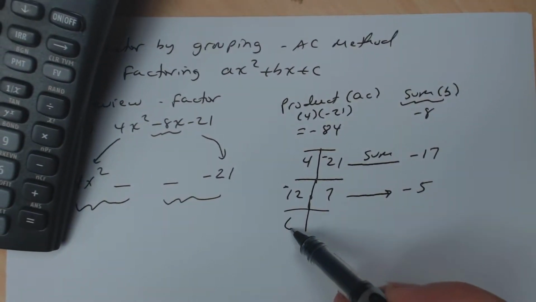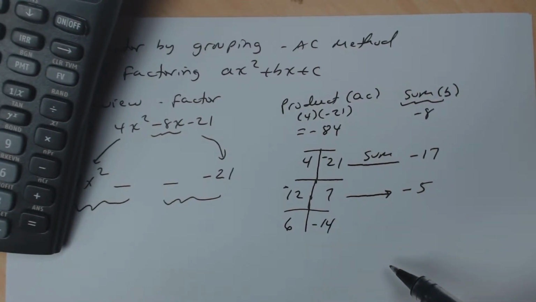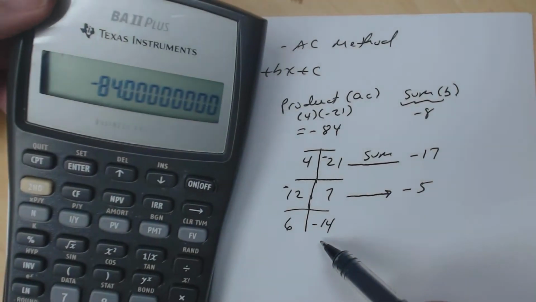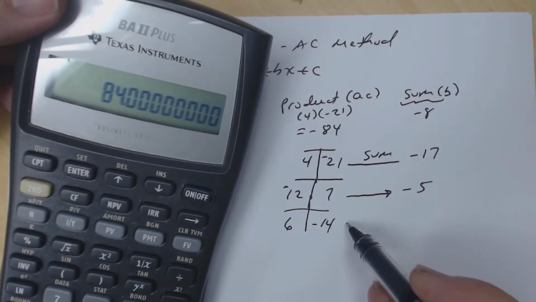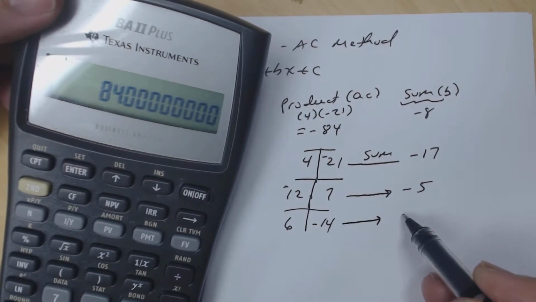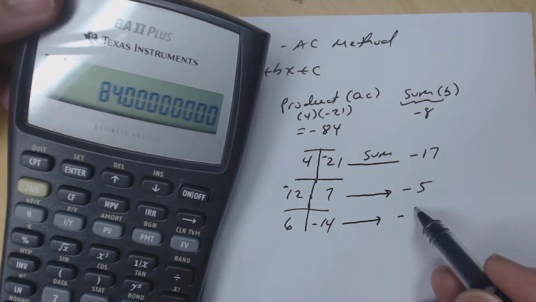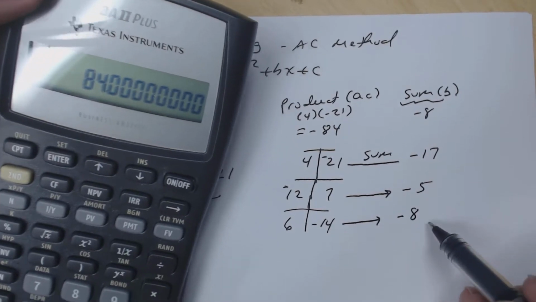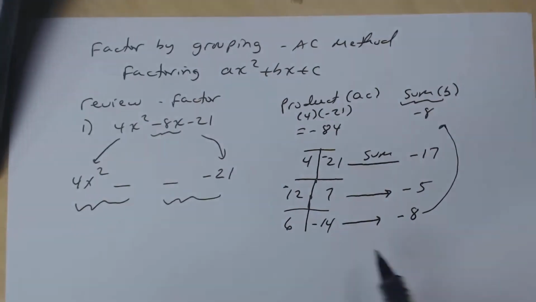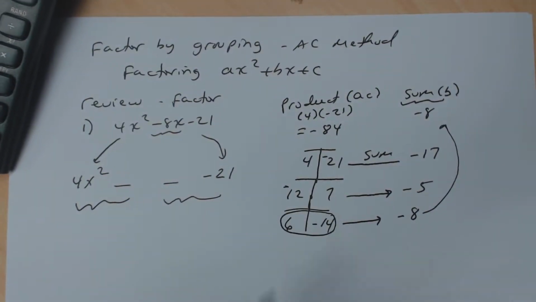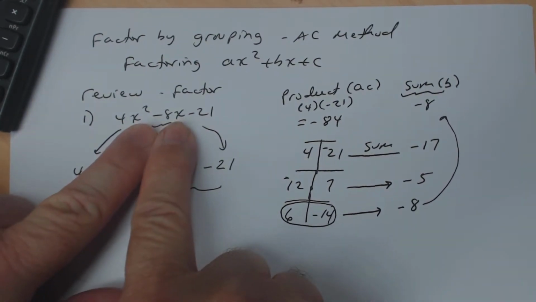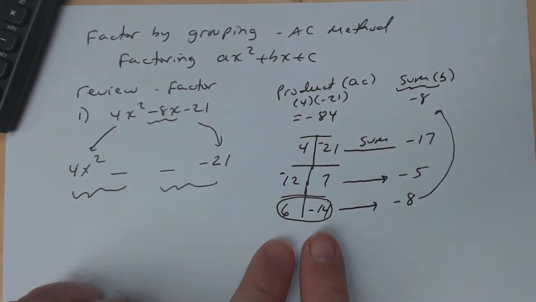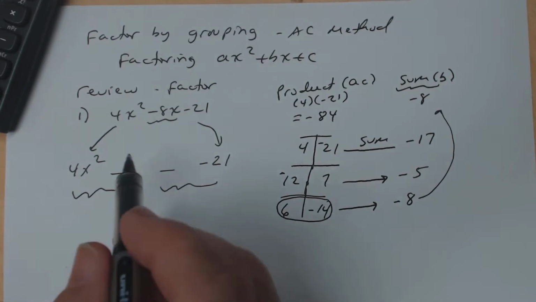All right, so let's try 6 and negative 14. 6 times negative 14 is negative 84, and the sum is negative 8. That's the one I need, because I want the sum to be negative 8. So these two are the numbers I'm going to use. What that means is that I'm going to replace negative 8x using these two terms. In other words, it'll look like this.